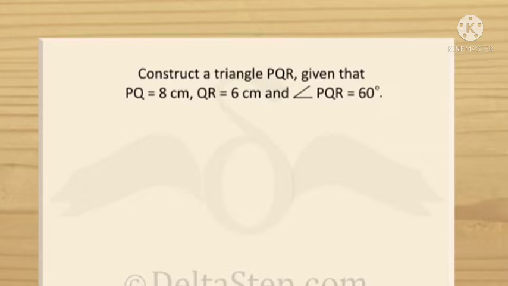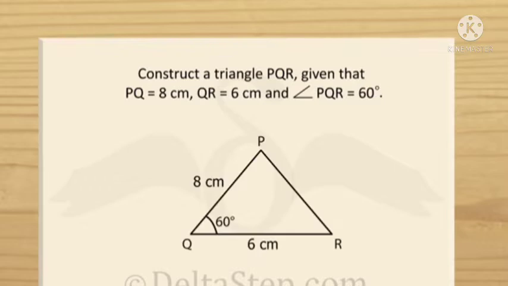Let's take a problem where you need to construct a triangle PQR, where it is given that PQ is 8 cm, QR is 6 cm and the angle PQR is equal to 60 degrees. So you can have a rough diagram of the triangle where you give PQ as 8 cm and QR as 6 cm, and the angle PQR, definitely in between the sides PQ and QR, that is 60 degrees, is given to you. Okay, so we are going to construct this triangle.